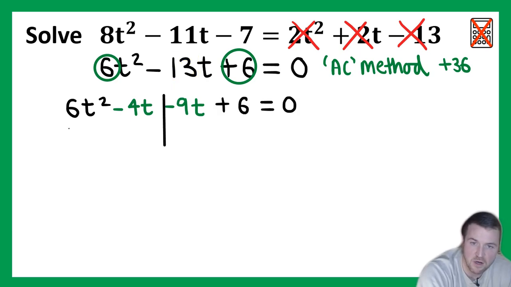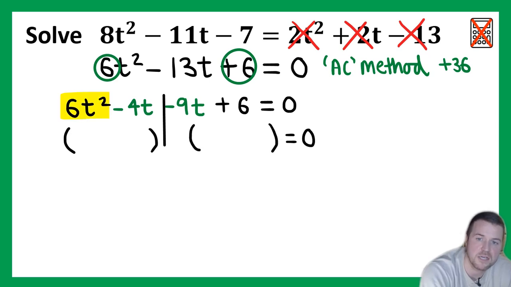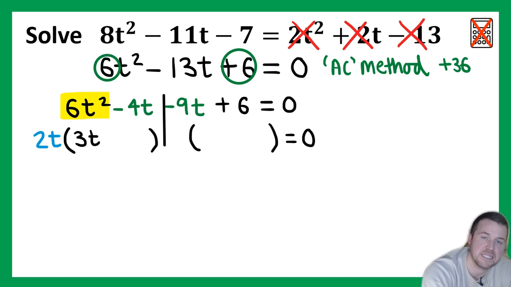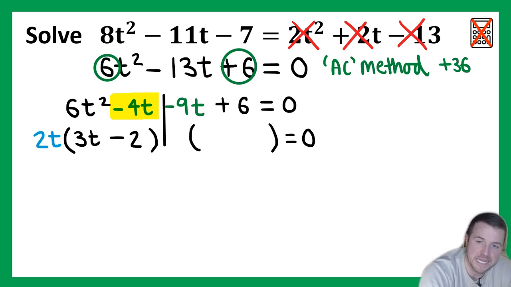I can split this in half before factorising the left hand side and the right hand side into single brackets. The highest common factor of 6t squared and negative 4t is 2t, and 2t multiplied by 3t will give me 6t squared, and 2t multiplied by negative 2 will give me negative 4t. Assuming I've done this correctly, my bracket of 3t minus 2 should be the same on the right hand side.